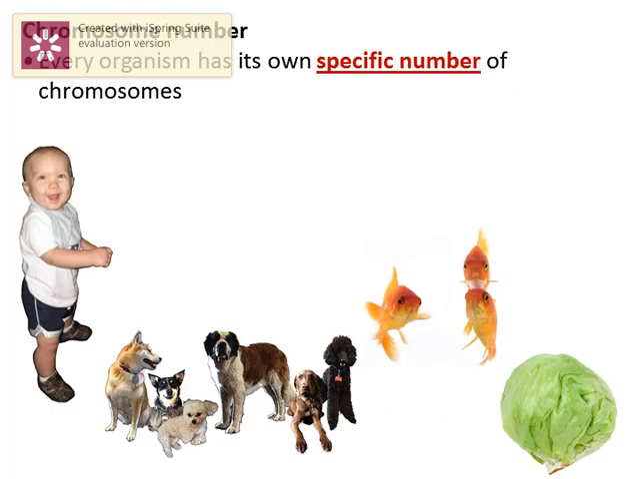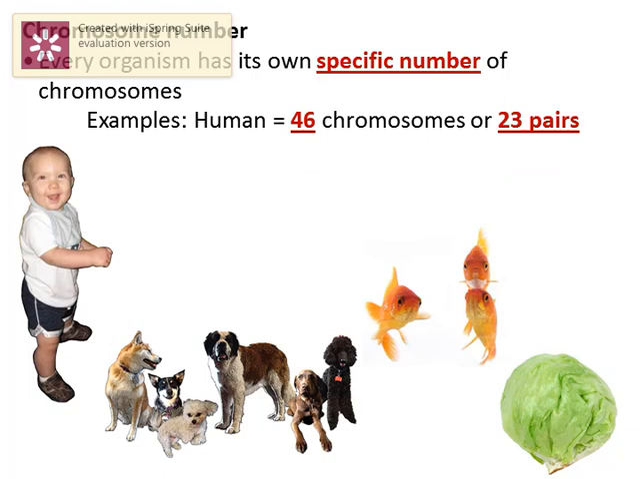In this slide we are going to discuss the variety of chromosome numbers among organisms. Each and every organism has its specific number of chromosomes inside its haploid and diploid cells. The first example is the human. Humans have 46 chromosomes in their diploid cells, and in their haploid cells there are only 23 chromosomes. The 23 pairs of chromosomes are divided into two parts, that is 22 pairs of autosomes and one pair of sex chromosomes, that is X and Y.